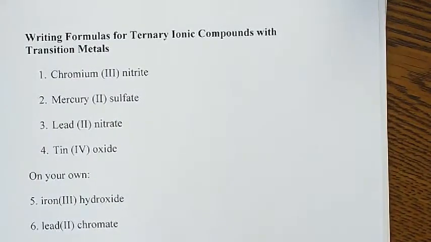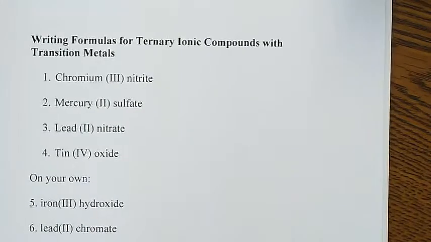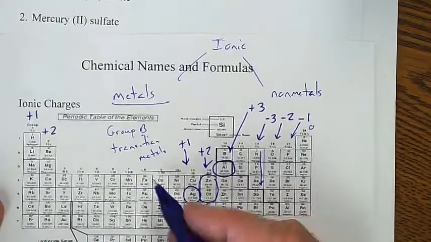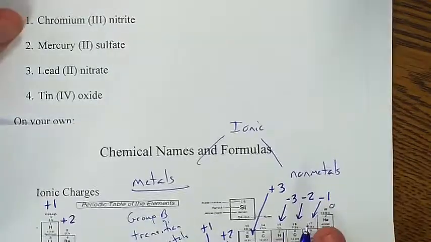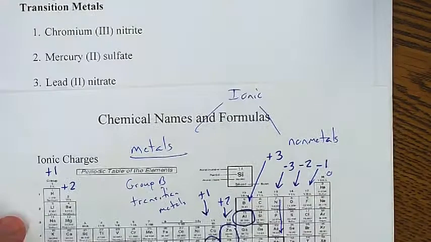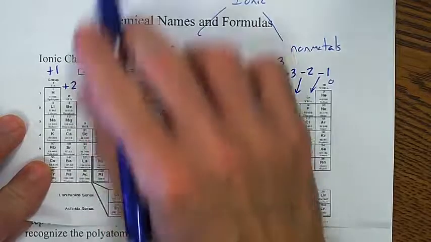So, writing formulas for ternary ionic compounds with transition metals. Again, remember, if they have a transition metal first, those in the center of the table, they're going to have a Roman numeral in the name to indicate their charge. And so that's what that Roman numeral means. When you see that, it means that's the charge of that element. Because when you look up chromium, which is right here, you have no way of knowing its charge. That's why they're telling you.